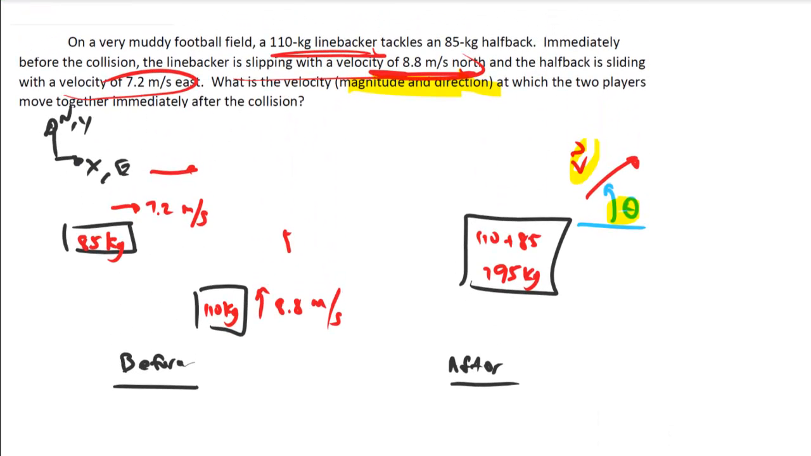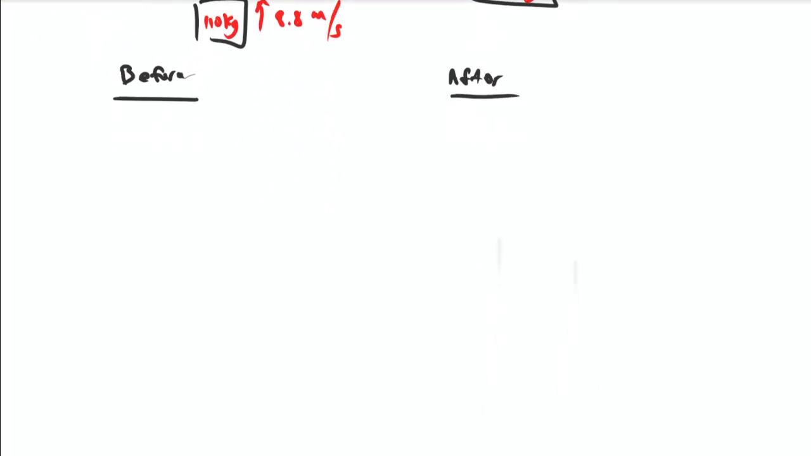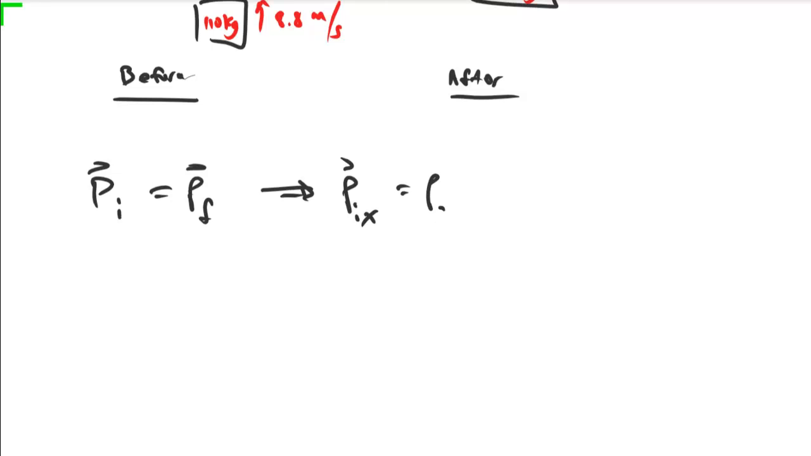So in this case, momentum would be conserved both in the x and the y directions, right? And so if the initial momentum is equal to the final momentum, then this would mean that the initial momentum in the x is equal to the final momentum in the x, and the initial momentum in the y direction is equal to the final momentum in the y direction. Both of these are true.